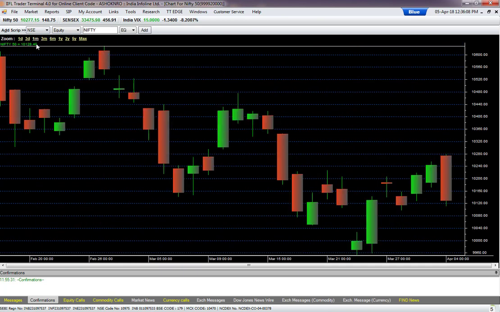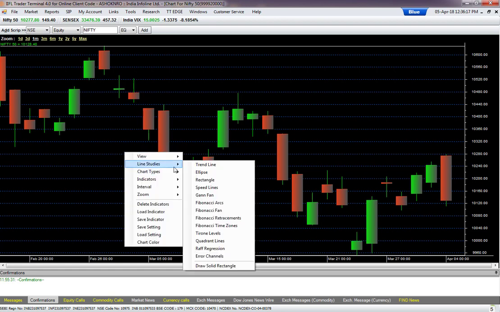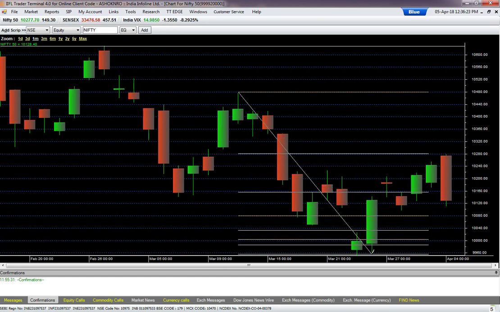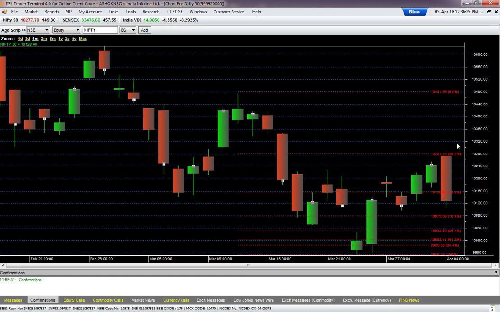So I have considered a 1 month chart. If you want to join the high to low, this is how you will join the Fibonacci retracement. This is the high and this is the low. Look at this. If you want, I will zoom and show it to you.